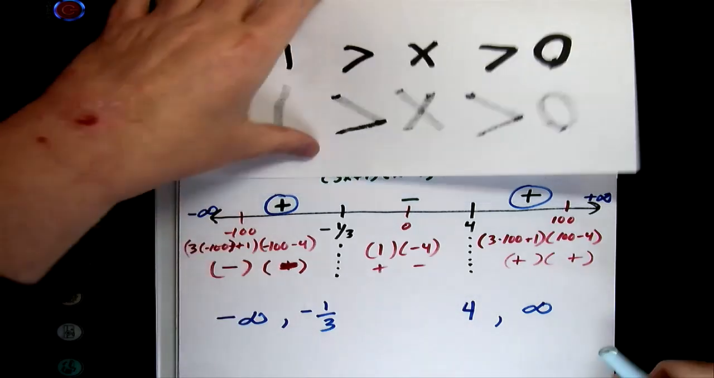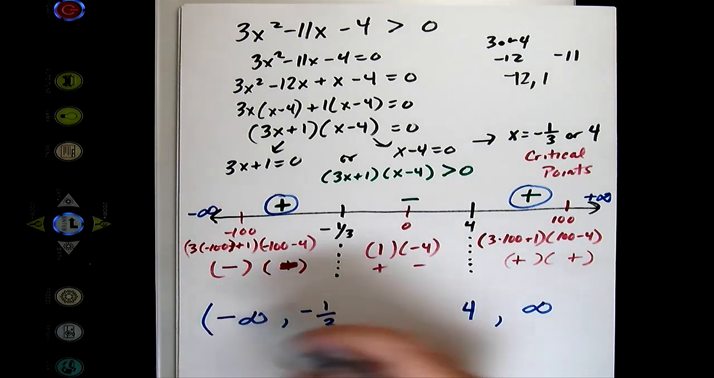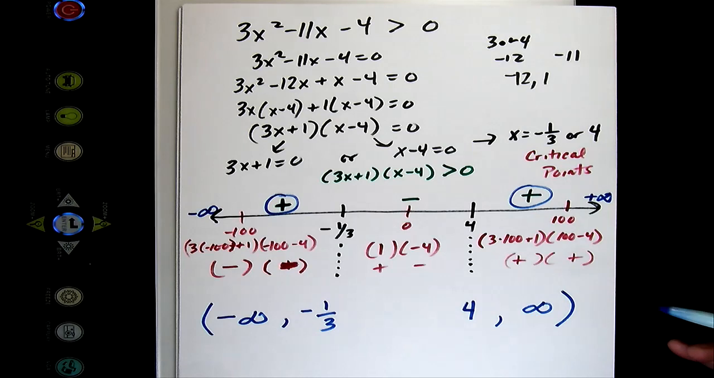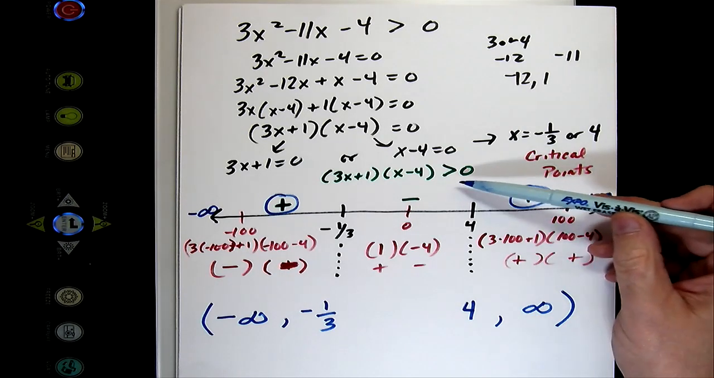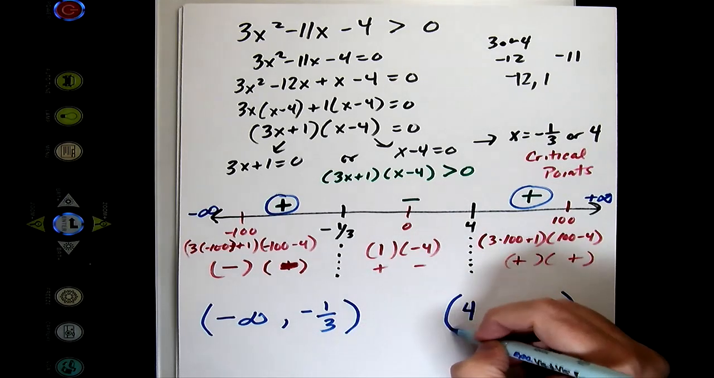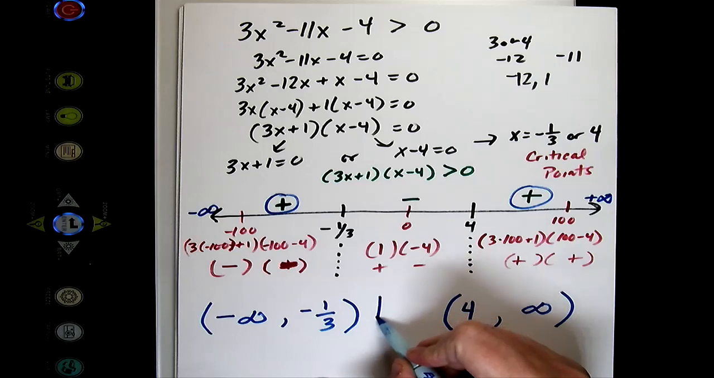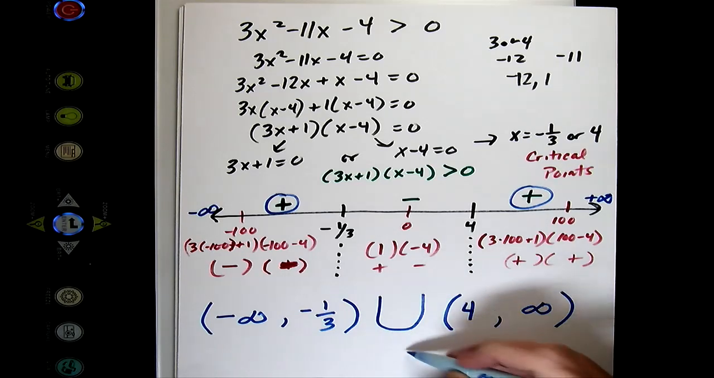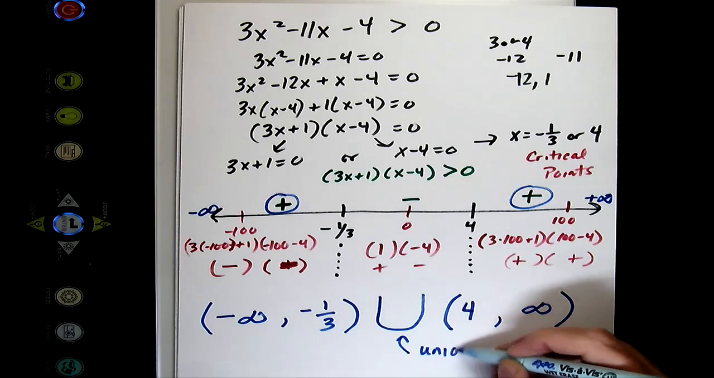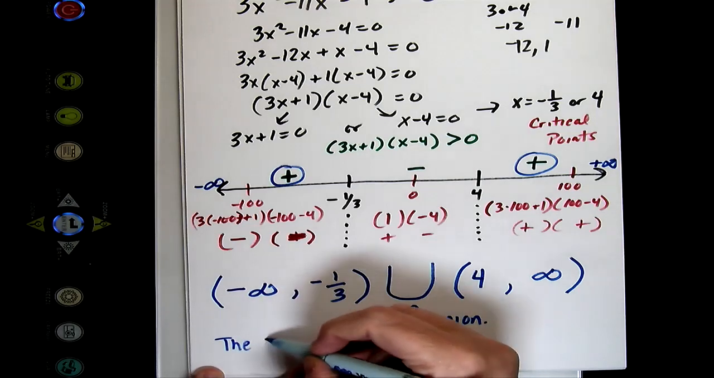And now I look at my inequality symbols and see what they were. The negative infinity and positive infinity are always parentheses. We had greater than, there's no equal sign, so we're going to use parentheses for these values as well. And since there's a region in between them that we don't have, we're going to put a big fat wide U in there. This is called union. The solution is the union of these two areas.